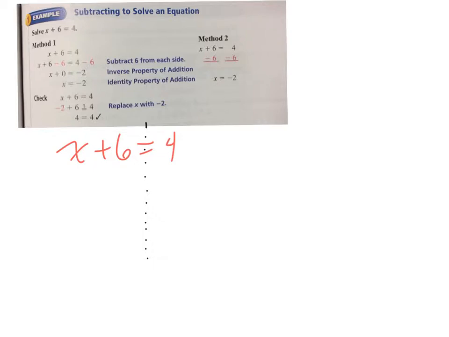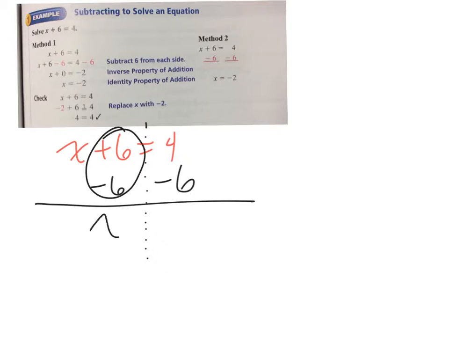So anyway, we want to get x by itself. 6 has been added, so we want to subtract 6. Notice we're going to subtract whatever's been attached to the variable, not the 4. We're going to subtract the 6 here. So x plus 6 minus 6 literally creates 0. So x equals. Now on this side I have 4 minus 6, which we all know is negative 2. So that's the answer, negative 2.